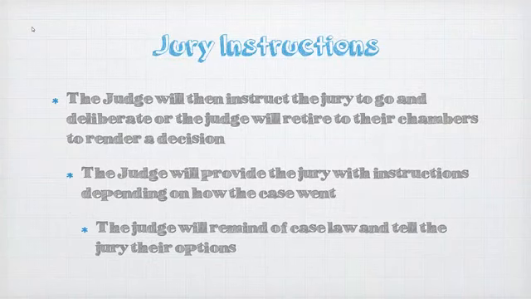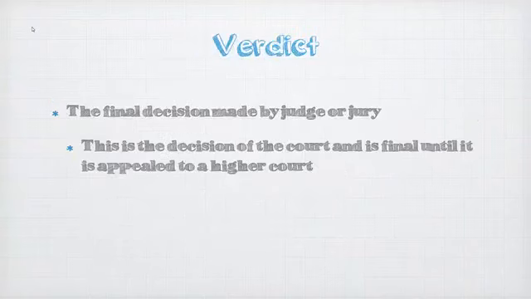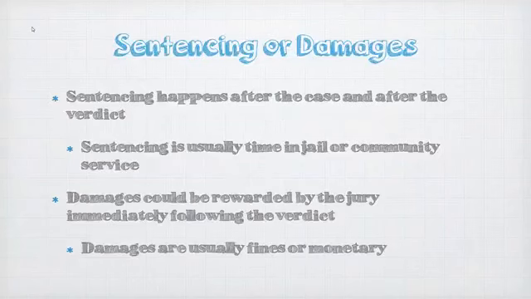The judge will instruct the jury as to what they can decide. Go and deliberate. Make your decision. All right? They'll provide the jury with the instructions, and then basically, if it's a criminal case, they'll remind them of the case law. Finally, a verdict is made by either the judge or the jury, and it's the decision of the court. We can appeal it until a higher court or until nobody wants to hear the appeal.